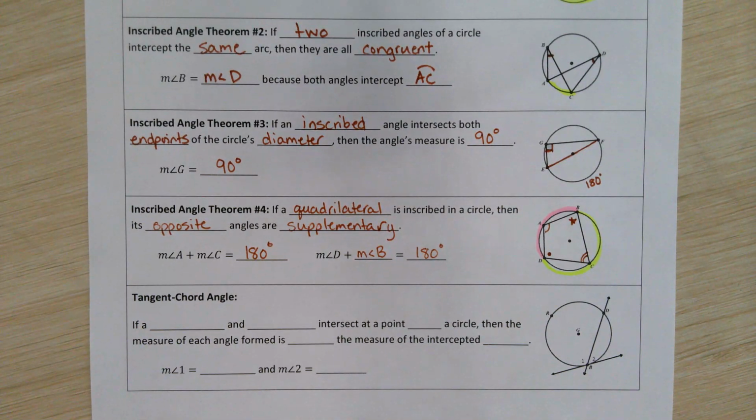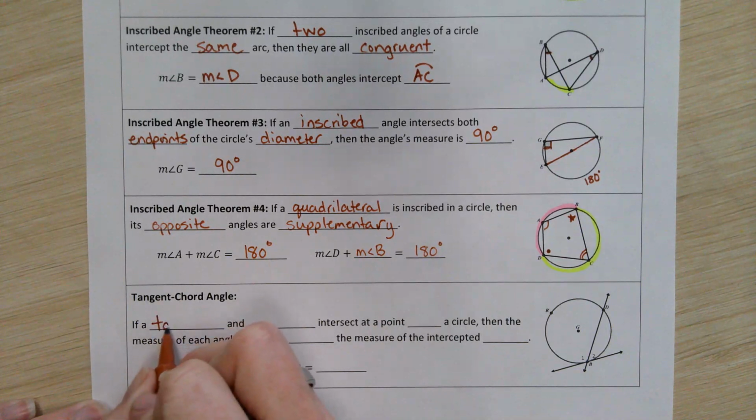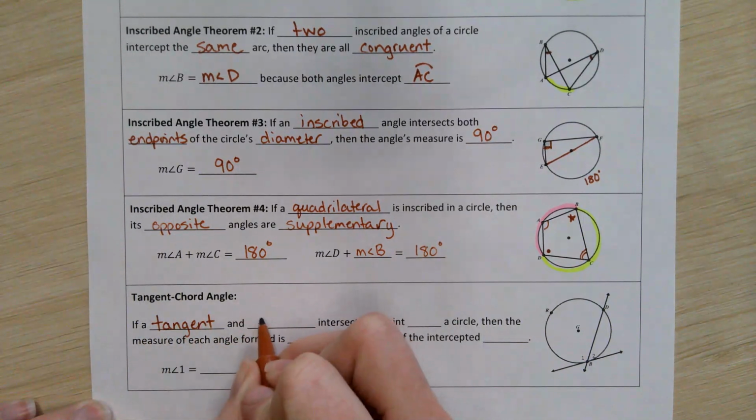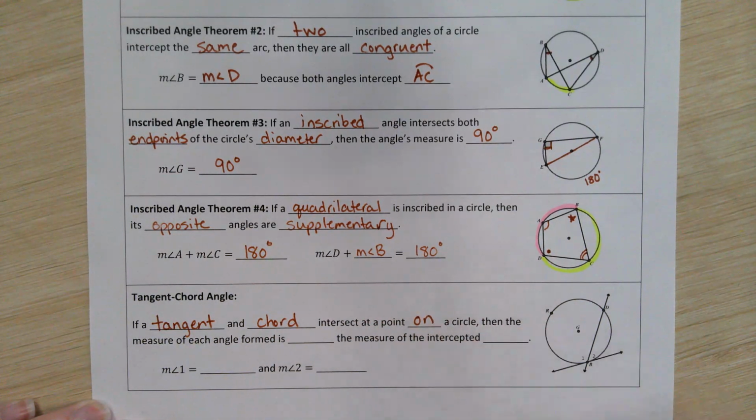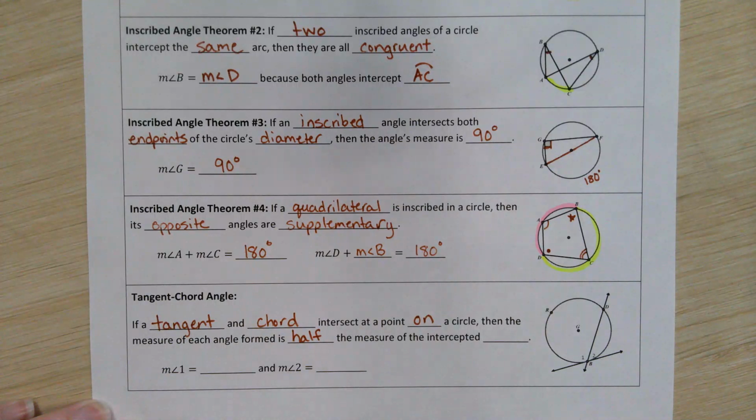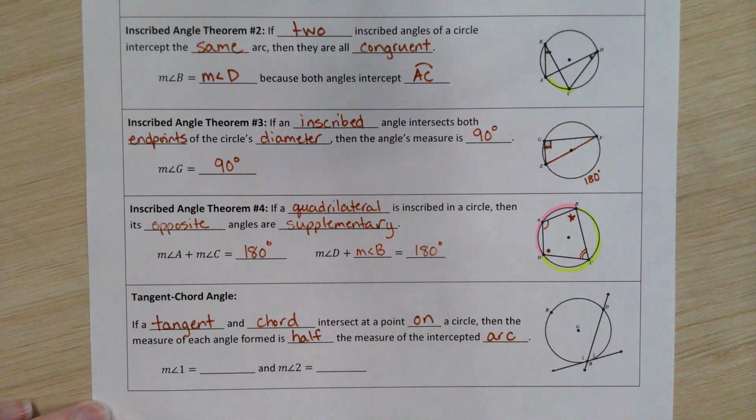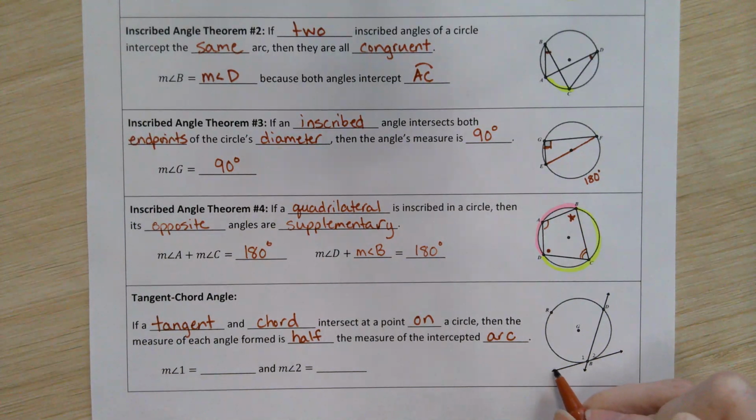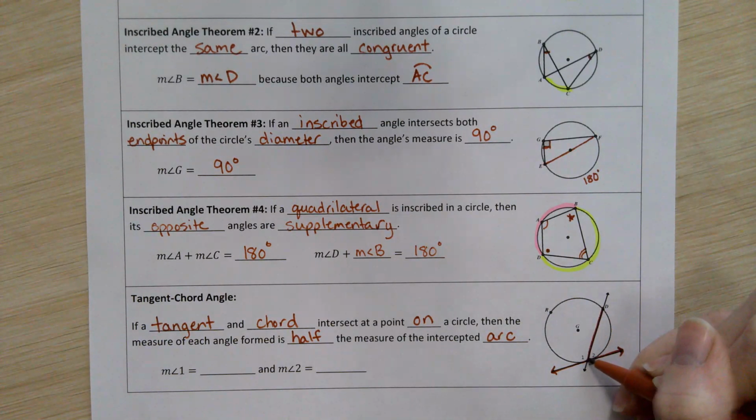And then our final piece of information today before we get to some examples: if we have a tangent chord angle, that's going to be an angle where a tangent and a chord intersect each other at a point specifically on the circle. And so since that angle is on the circle, it's going to have the same relationship as an inscribed angle, and the angle will be half, again, the measure of the intercepted arc. So in this picture, we've got our tangent down here. We've got our chord right there.